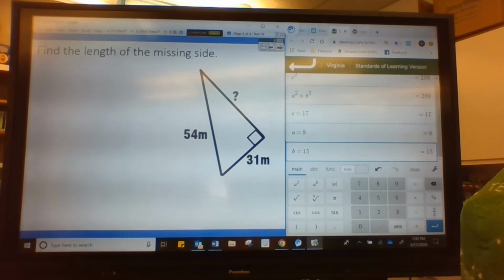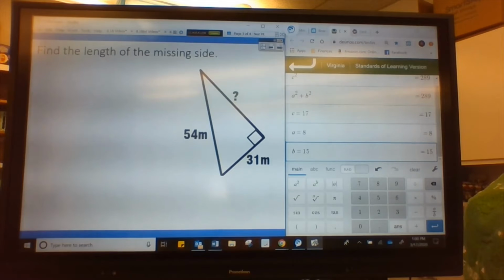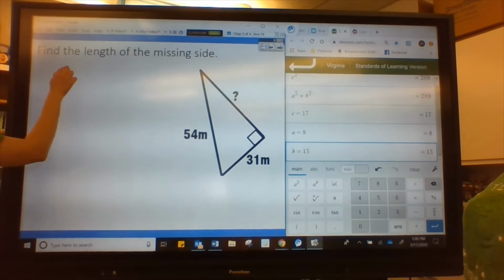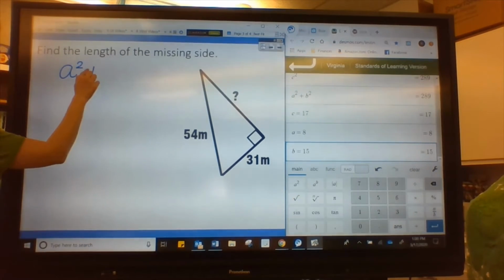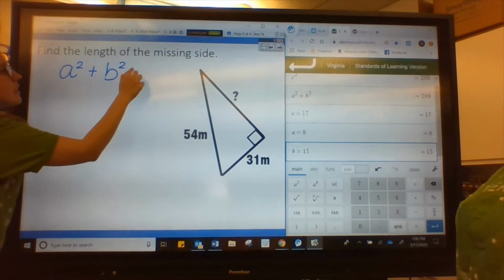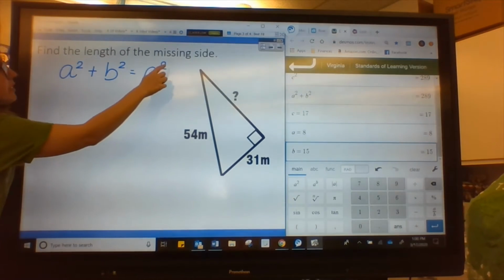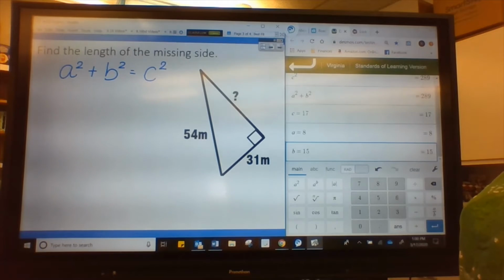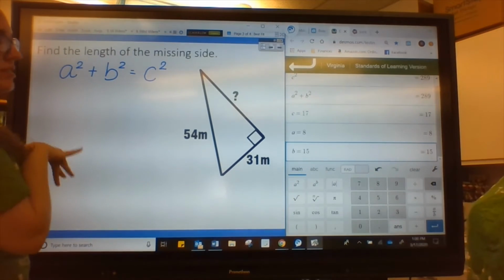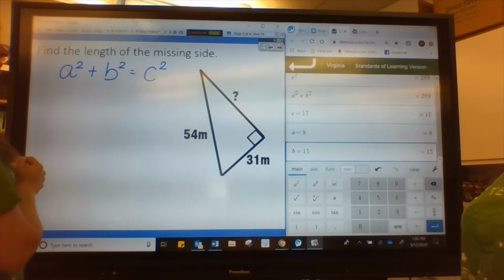Ooh, this one is fun. Now we get to solve something. All right, let's get our formula: a squared plus b squared equals c squared. It is on your formula sheet, which we'll put on Blackboard today, but this is also like the easiest formula ever. It's not hard to remember.